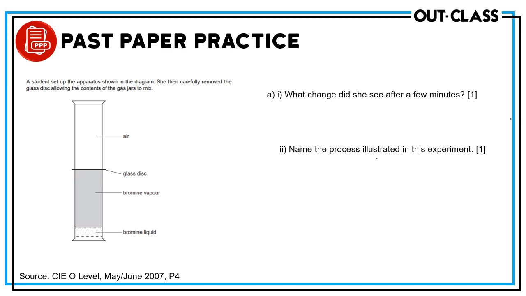If she had asked what she sees instantly, as we remove the glass disc, we would see the brown color spreading in the upper jar. But after few minutes are enough for the gas diffusion to be complete. Both jars will have a uniform brown color. Process: diffusion.